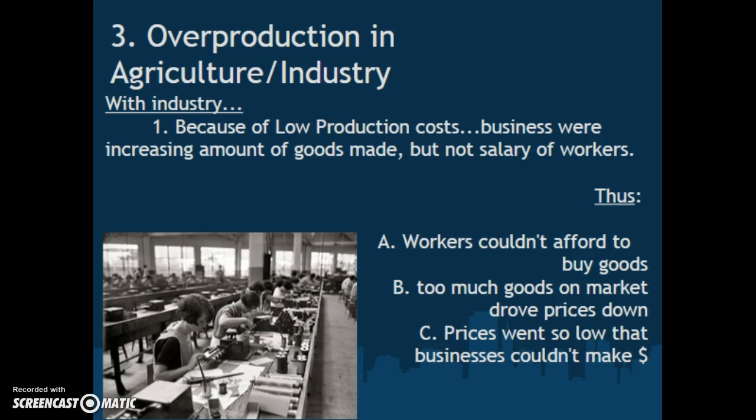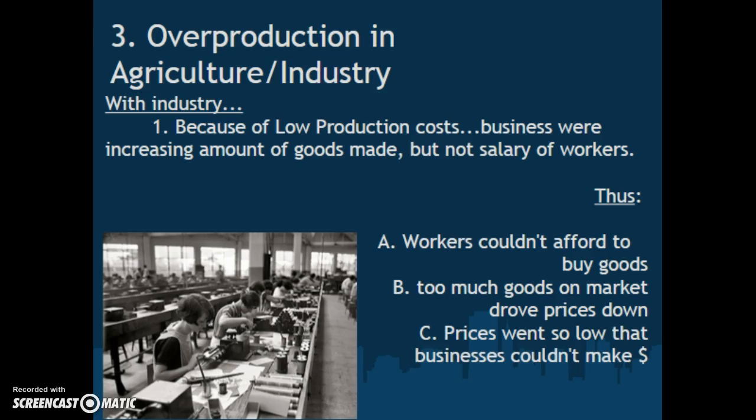The first O is overproduction in agriculture and industry. Basically, we made too much stuff. People aren't going to need 5 cars, for the most part. Maybe you do, but most people don't. We just keep producing and producing and producing because we can do so cheaply.